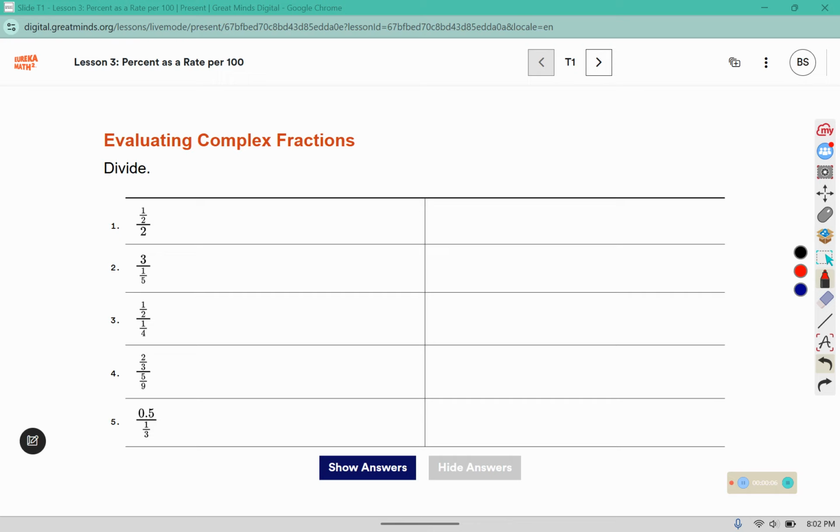Remember, when we divide by a fraction, we leave the first number, we change it to multiplication, and we flip the fraction over. So 0.5 times 3 is 1.5, and 1 times 1 is 1, which is just 1.5.